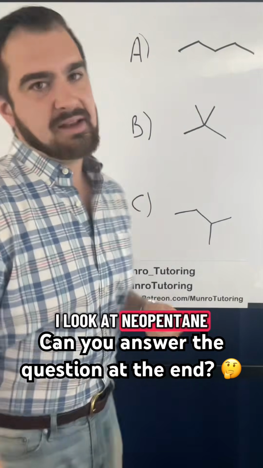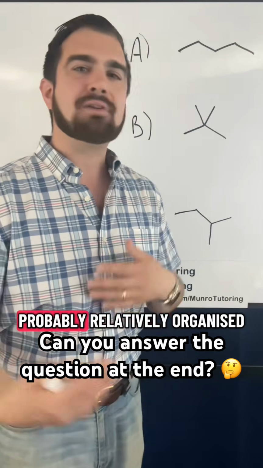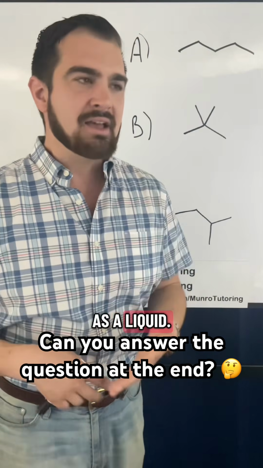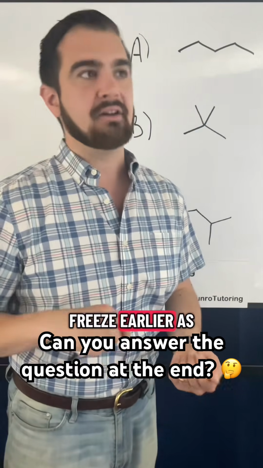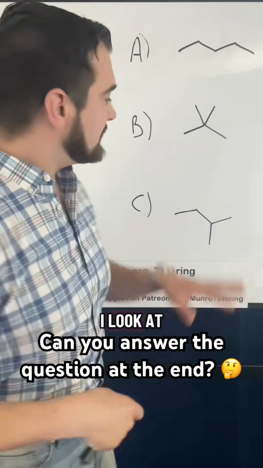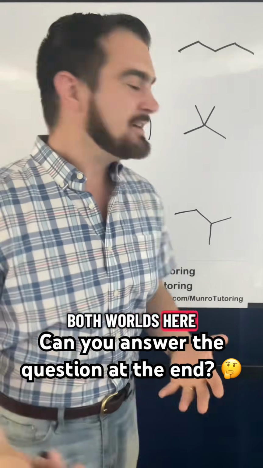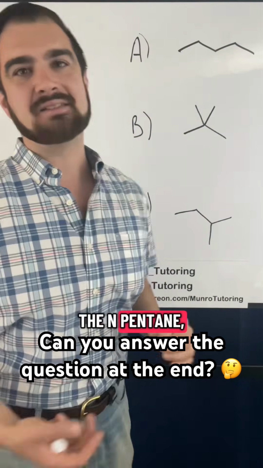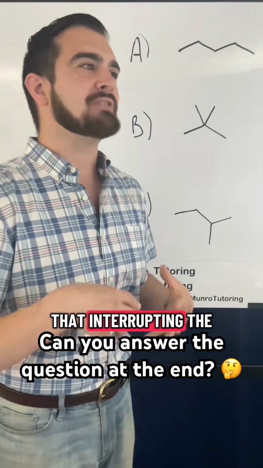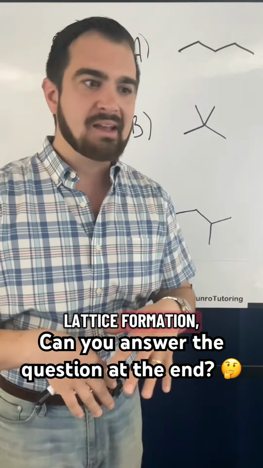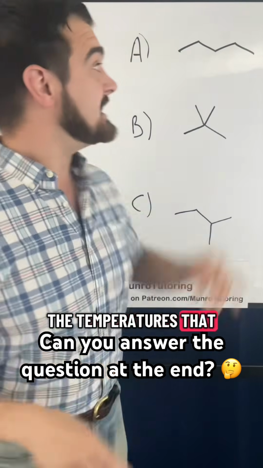But then I look at neopentane, and that being spherical, it's like having golf balls in a bucket. So it's already probably relatively organized as a liquid. And so when I cool it down, I imagine it being easier, meaning it would freeze earlier as I cool it. And then I look at the last one over here, isopentane, and it's kind of like the worst of both worlds here because it's kind of long like the n-pentane, but it's also asymmetrical because of that methyl group. So I imagine that interrupting the lattice formation because it's just kind of wonky shaped, right? And so I'm going to give you the temperatures that each of these freeze at.